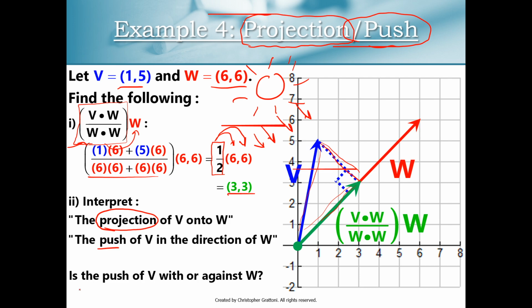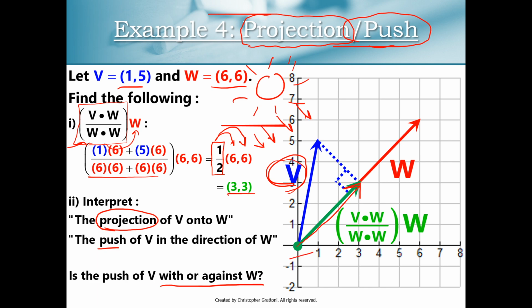And we can kind of look at this and say, is the push of v with or against w? The way we interpret that is, you want to imagine that v is like a gust of wind or something, and w is maybe like the bearing of an airplane. Well, if this gust of wind, v, hits w, a force that's representing the bearing for an airplane, what you want to imagine is, is this gust of wind, v, going to speed you up or slow you down as that airplane is flying through the sky?